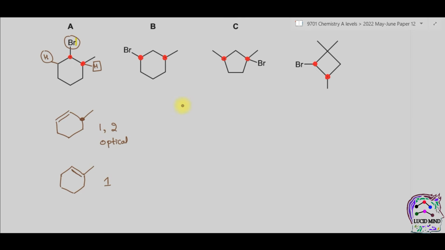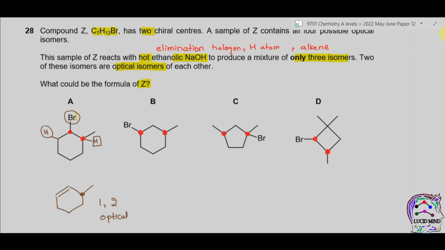So 2 optical and 1 simple. In the question it says it produces a mixture of 3 isomers, 2 must be optical and the other one should be something else. So A seems to be the correct one.